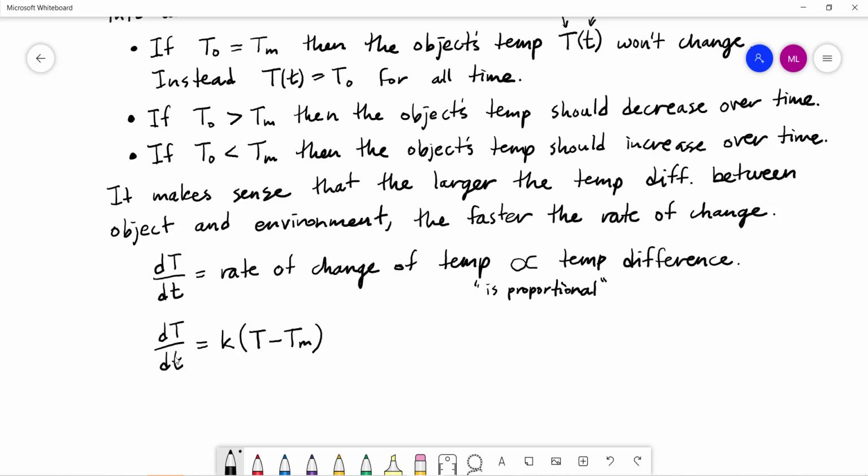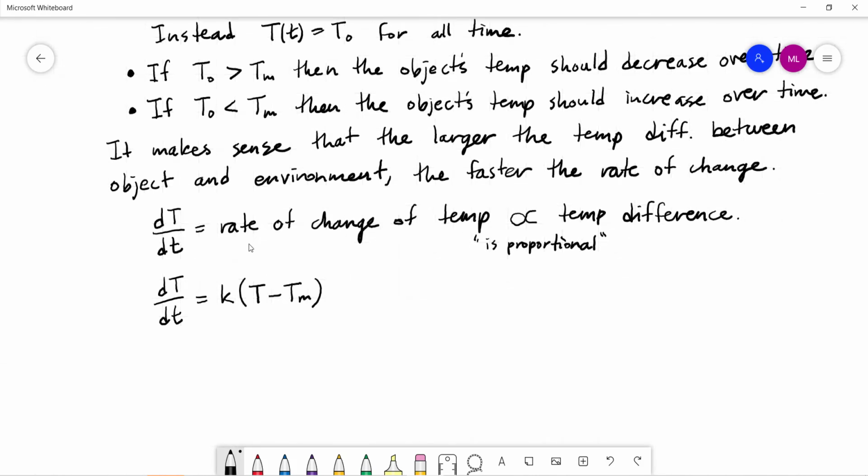What does it mean for the rate of change to be 0? It means it's not changing its temperature, which is exactly what we expected to see up here. If the initial temperature matches the room temperature, the object's temperature shouldn't change. It should just be a constant. It should just stay at T0, which is the same as Tm, for all time. What else do we know?